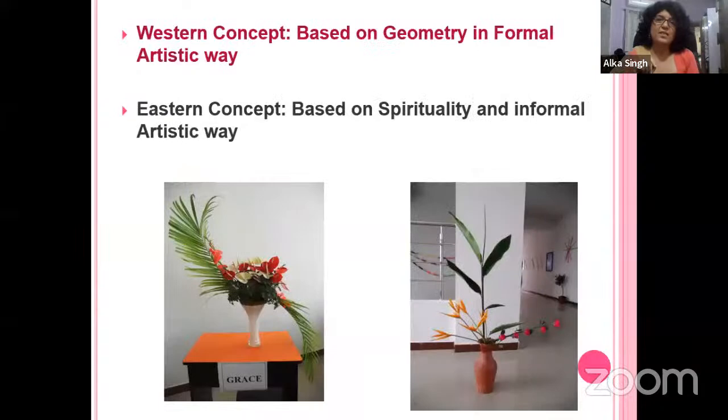So, as I said, in Western style you are giving mass effect. And then there is some geometry also, geometry in a formal artistic way. You will make some rounds, or you will make triangles, basically. This Western style started with triangles. Eastern is more based on spirituality and artistic way.